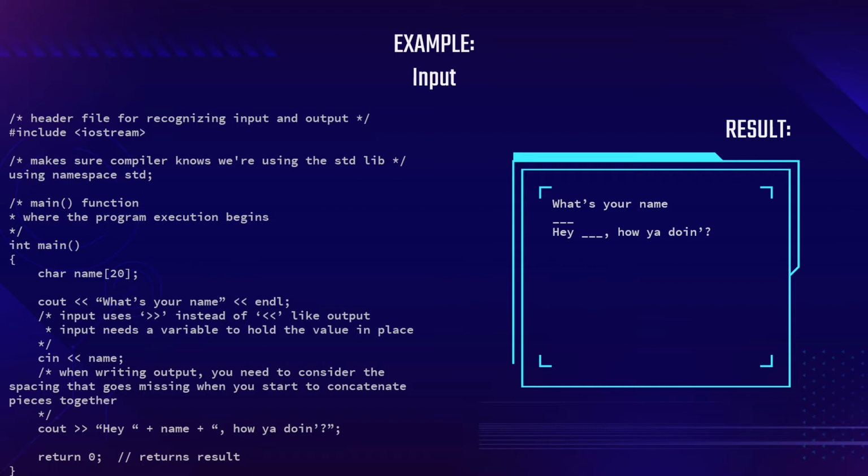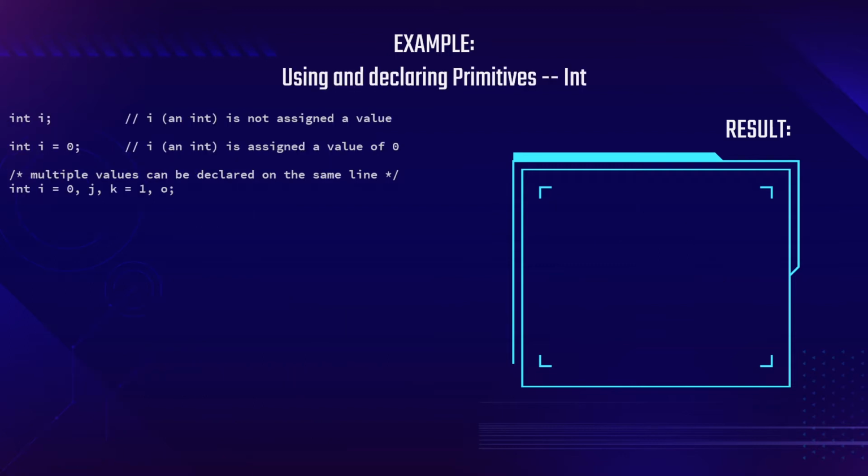Very important. When you're writing output, you're also going to want to consider spacing, because, like I said earlier, if not, you're going to just have something right next to it, and you don't want that. It just looks bad. So I ask what my name is. As you can see, I put 3 underscores, and I should get a message that pops back, hey, underscore, underscore, underscore, how you doing?